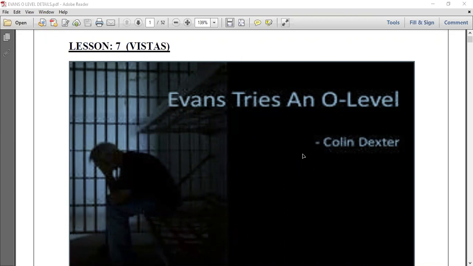Evans tries an O level German examination. You can also write O level German examination to complete the title. Do you know what the meaning of O level is? O level means ordinary certificate in secondary education. What do you mean by O level? You can write: ordinary certificate in secondary education.